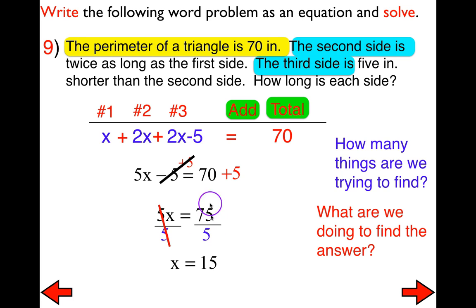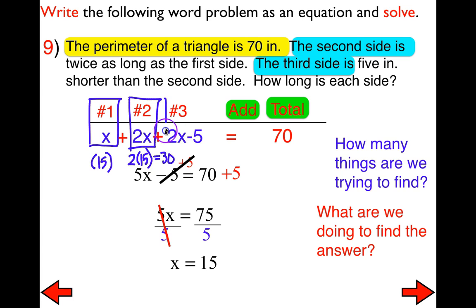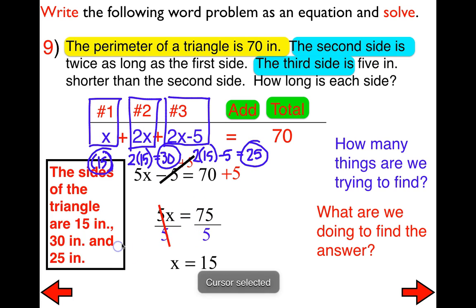I need to figure out what these three values are. So I'm going to go back into each individual side in this case. The first side is just x, so I'm going to plug in my value of 15 and say the first side is 15. The second side is 2x. So here I'm going to go ahead and do 2 times 15 for x, which is 30. And then the third side here is 2x minus 5. So I'm going to do 2 times 15 and then minus 5, which would give me 25. So the three lengths of my triangle would be 15, 30, and 25.